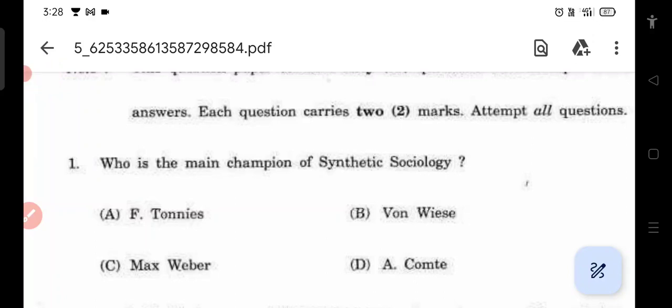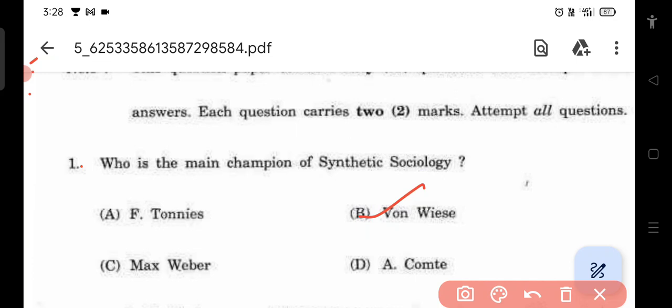First question is asking who is the main champion of synthetic sociology. Options: Tonnies, Von Wiese, Max Weber, Auguste Comte. Here, the correct answer would be Von Wiese.